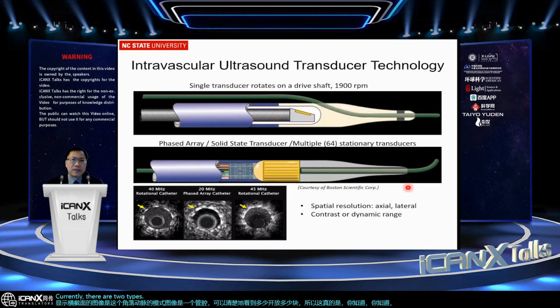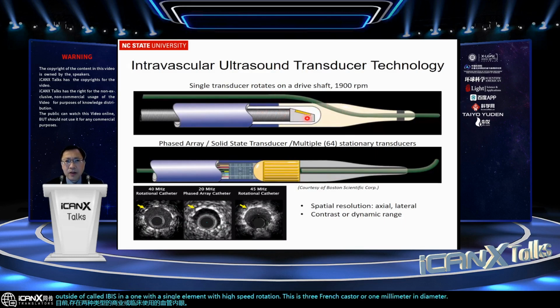Currently, there are two types of commercial or clinically used intravascular ultrasound, or IVUS. One uses a single element with high-speed rotation. This is a 3 French catheter, or 1 millimeter in diameter, so it's a very, very precise ultrasound device. The other has a 64-element circular array. You don't need to rotate it, but you can still obtain a 360-degree B-mode image of a coronary artery. Through the years, people still want to enhance the spatial resolution, enhance the contrast, and improve vulnerable plaque identification. All of those are challenges.